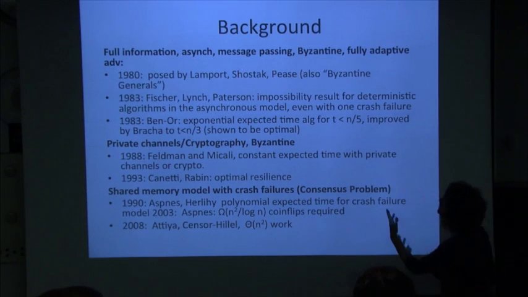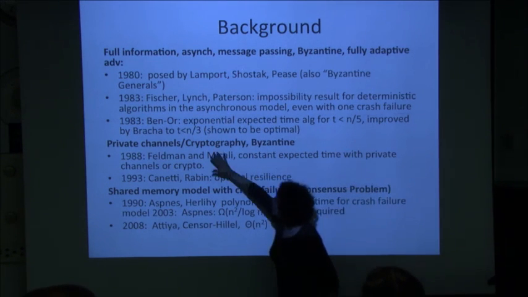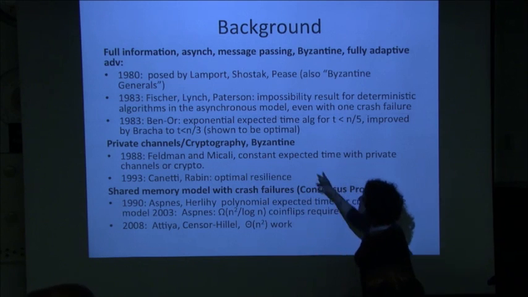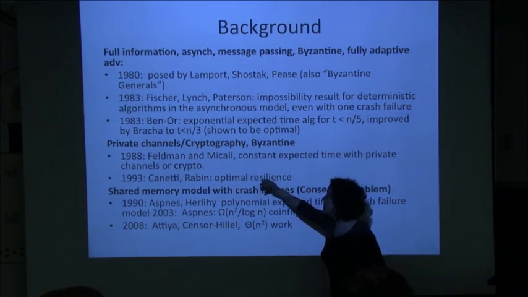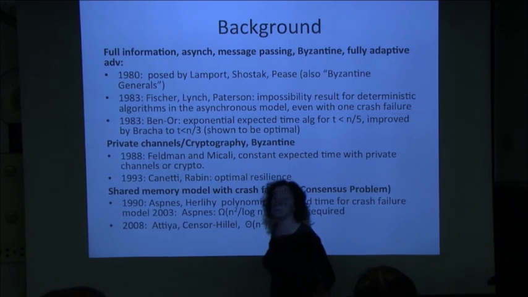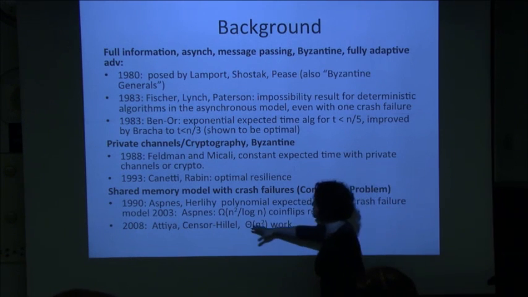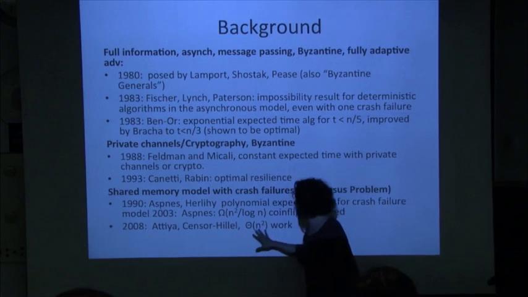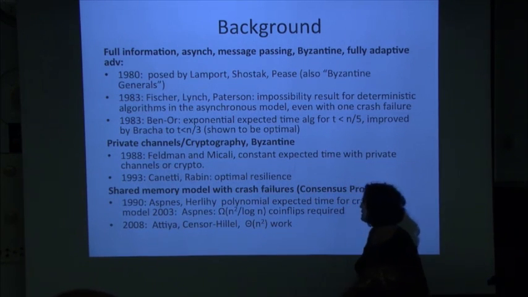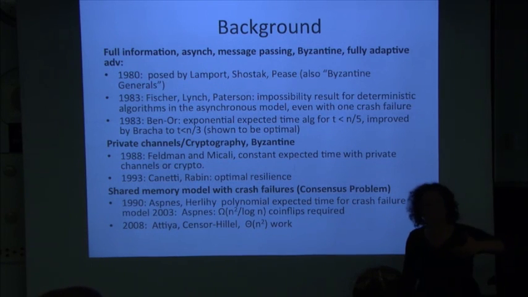And I have this background. I've gone through a lot of it. There's the posing of the original question. There's the impossibility result. There's Ben-Or's result. There's Bracha's improvement of resilience to n over 3. There's private channels and cryptography, Feldman and Micali. There's improved to optimal resilience in 1993, which is n over 3. There's shared memory with crash failures. That's Aspnes and a bunch of other people. And then improved to n squared by Attiya and Censor-Hillel. They show that n squared work is required, but that's not the same thing as random bits.